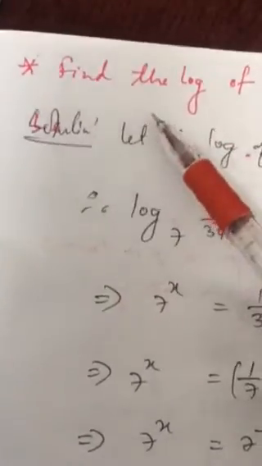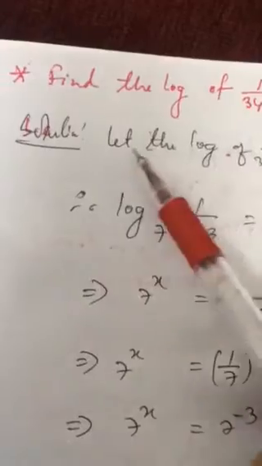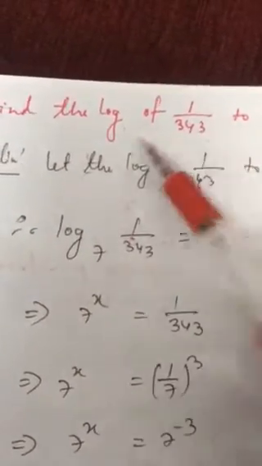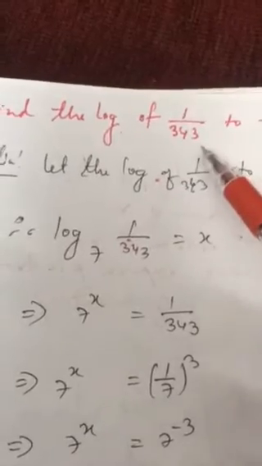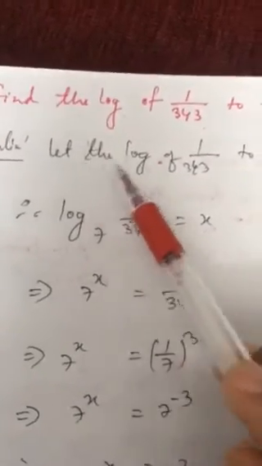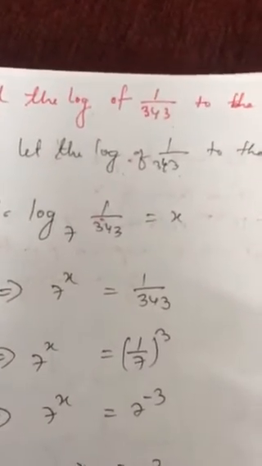Dear students, these are another example. Find the log of 1 by 343 to the base 7. Now let the log of 1 by 343 to the base 7 be x.